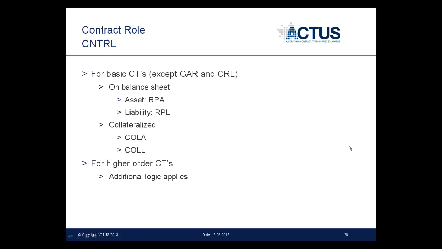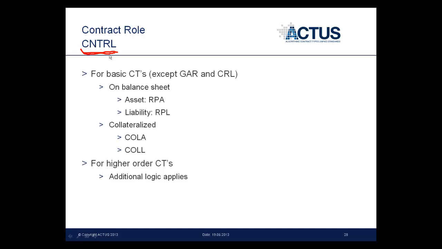We still have to relate this problem to signs. The final step to get the sign right for a basic contract is the attribute CNTRL. This one here. Very important attribute. It means contract role. In our previous example, we mentioned that A had to declare the contract as an asset. This happens in this attribute CNTRL.